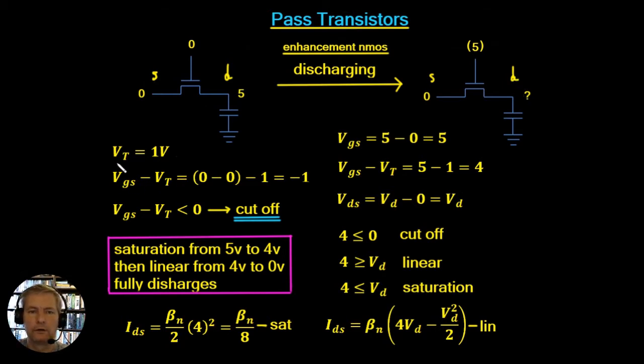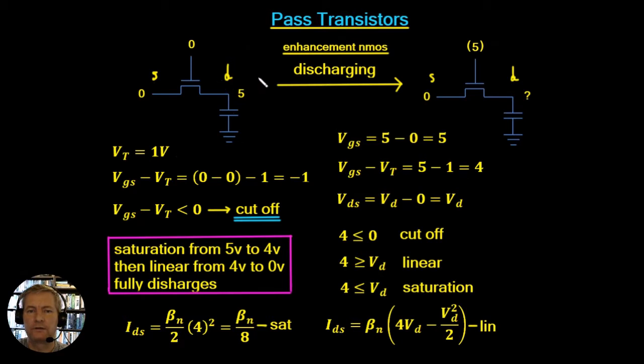Then we can use our equations to work out what's happening with this device. For the enhancement NMOS, Vt is equal to 1 volt, and we're interested in VGS minus Vt. The gate is 0 and the source is 0, so VGS is 0 minus 0, and Vt is 1, so VGS minus Vt is 0 minus 1, which is minus 1. That's less than 0, so this device at the moment is cut off. There's no current flowing; it's just a static device with these voltage levels.